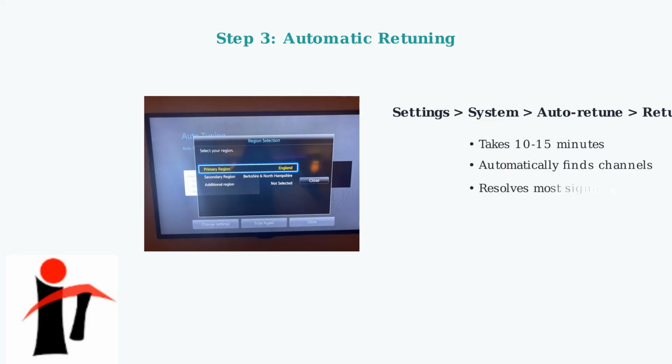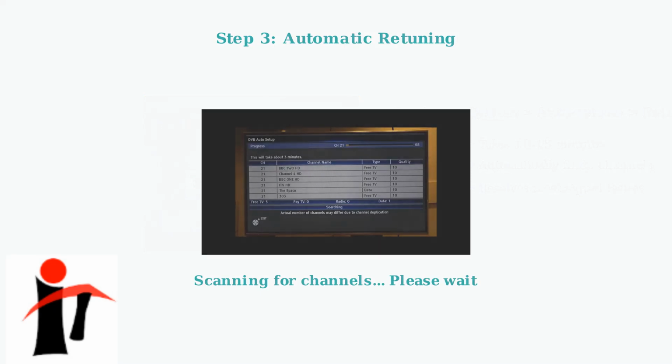If your signal is weak or channels are missing, try automatic retuning. Go to Settings, then System, then Auto Retune, and select Retune Now. This process takes about 10 to 15 minutes.